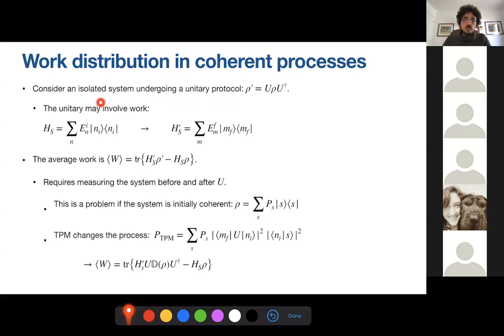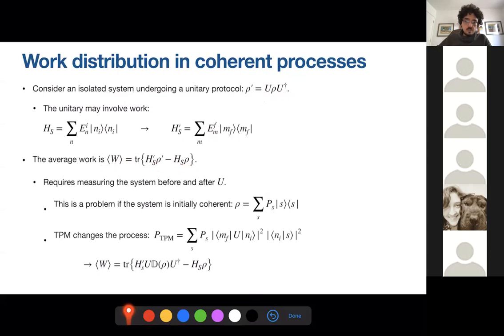So we have a system that's completely isolated, so the dynamics of the system is unitary. You just take a state rho and you map it to rho prime via some unitary. Now there is no heat exchanged, but there may be work. So this unitary may be performing some work. We define the initial and final Hamiltonians. We assume the process may change the Hamiltonian, so we have some Hamiltonian with energies E_i for initial and E_f for final. And we define the average work as just the change in energy of the system, so initial energy and final energy, right?